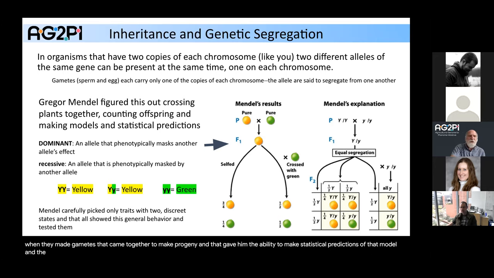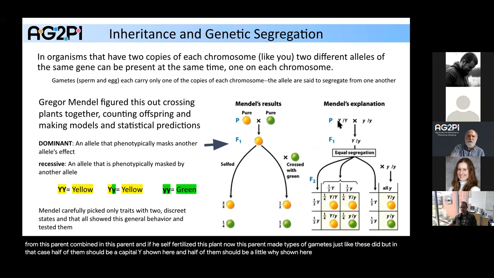And the statistical prediction that he could make was that if we look over here, some factor, a gene, an allele of a gene, one from this parent, one from this parent, combined in this parent, and if he self-fertilized this plant, now this parent made types of gametes, just like these did, but in that case, half of them should be a capital Y shown here, and half of them should be a little y shown here. Half of them would specify the yellow trait, half of them would specify the green trait.